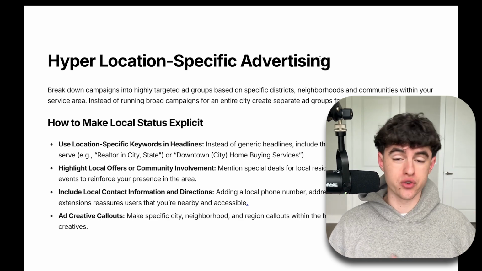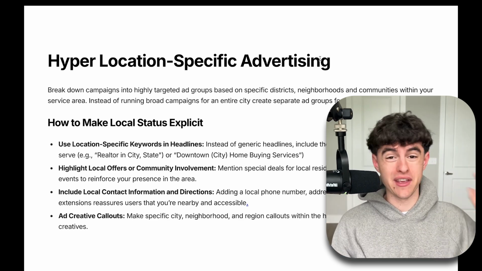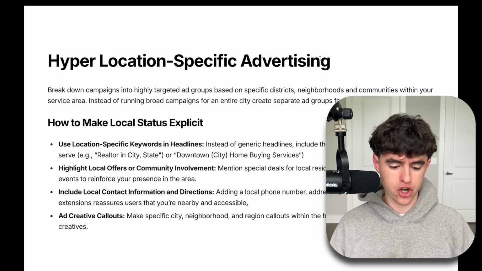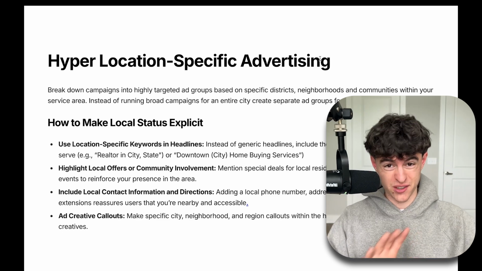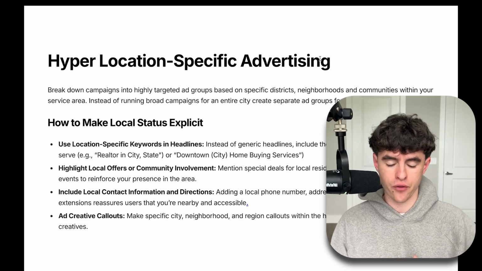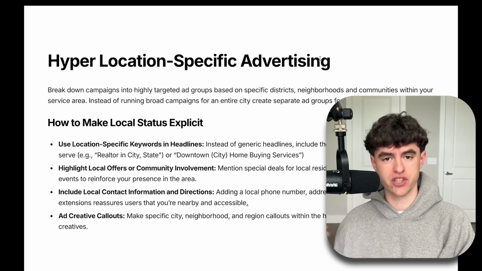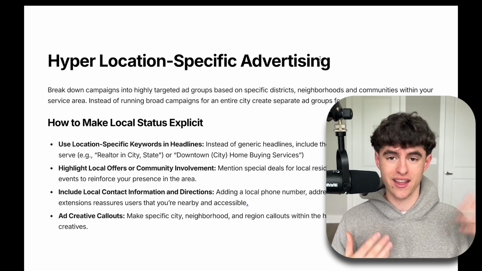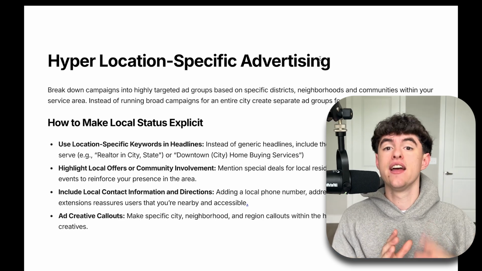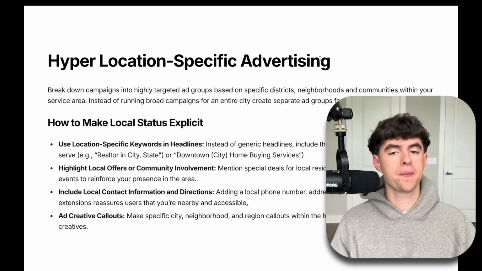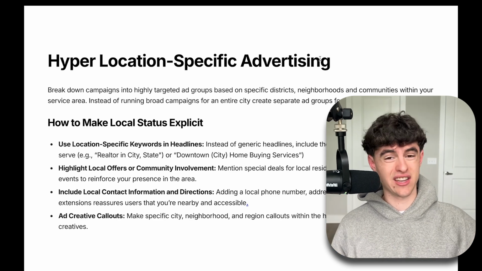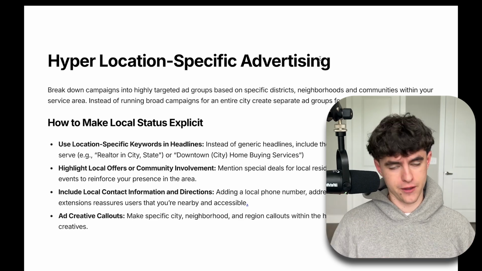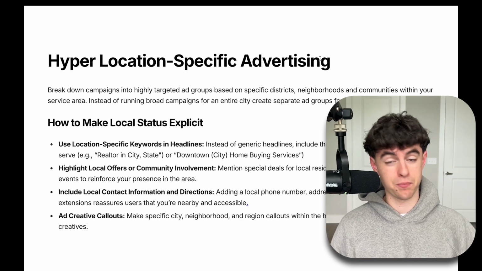And then finally, use area creative callouts. In the beginning of your videos, you can make specific city, neighborhood, and region callouts within the hooks, within the first 5 seconds, and in the bodies of your ad. Place it within the hook and place it in the body to repeat the message, to ensure that you're ingraining it into the lead's head that you're in this specific area. This is basically going to guarantee that they know you're in this specific area, therefore building that trust and getting them to submit their information.